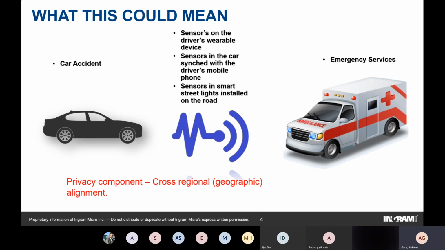So we have GDPR, which governs the EU. We need similar principles for the rest of the world. We have something of a skeleton framework for the rest of the world. However, the EU has always been the front runner when it comes to privacy and driving these changes from an individual privacy perspective. So this is something that needs to be taken into consideration as well, and cross-border alignment between disparate IoT technologies, with the healthcare industry providing an example for this.